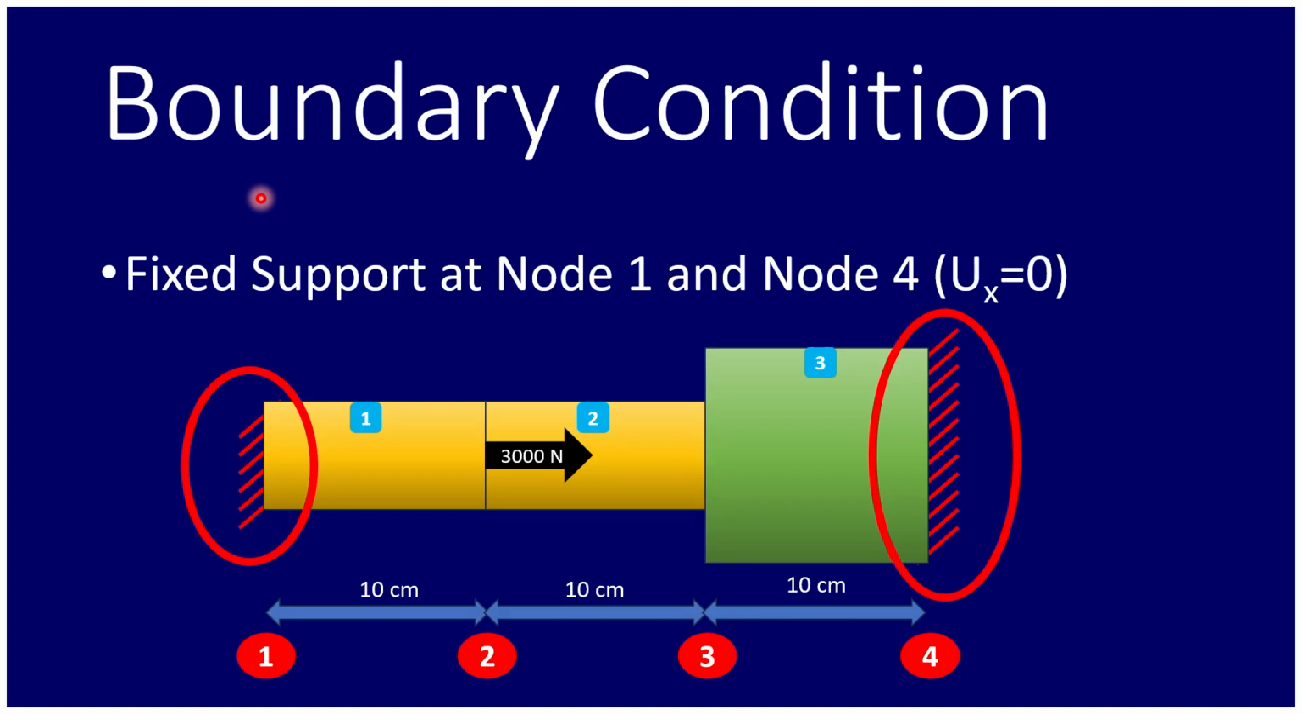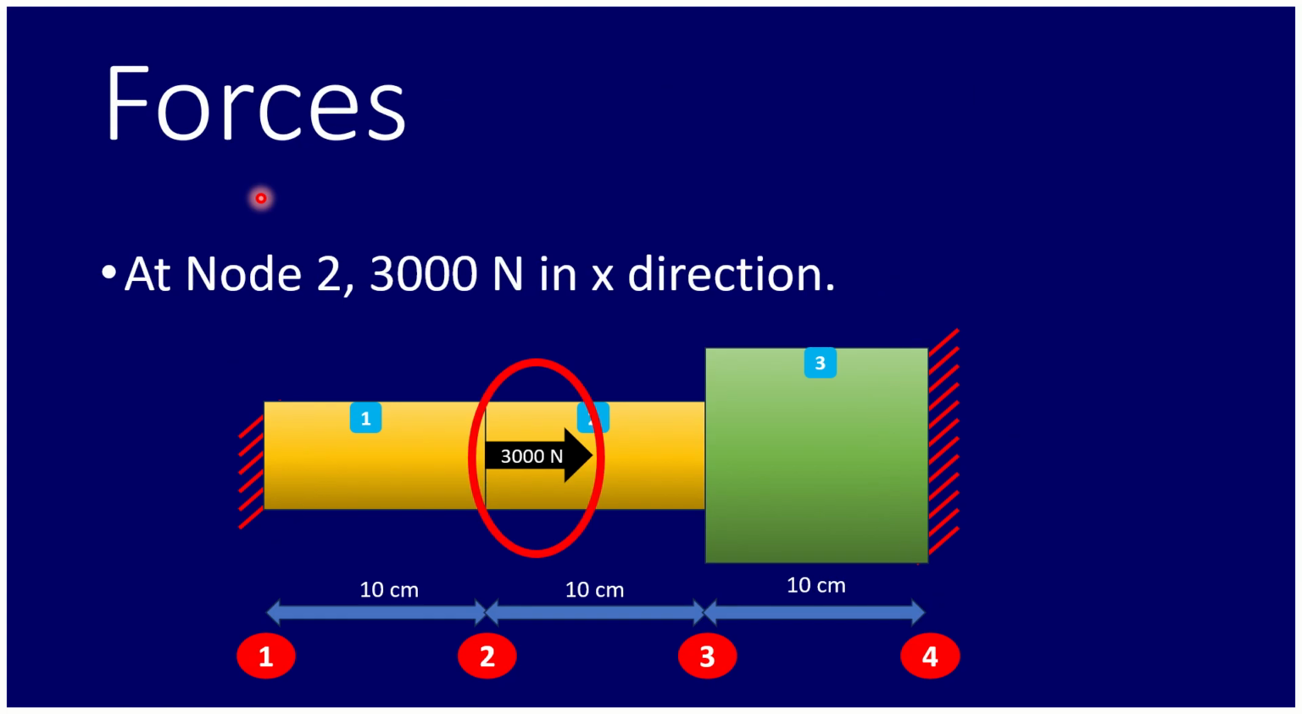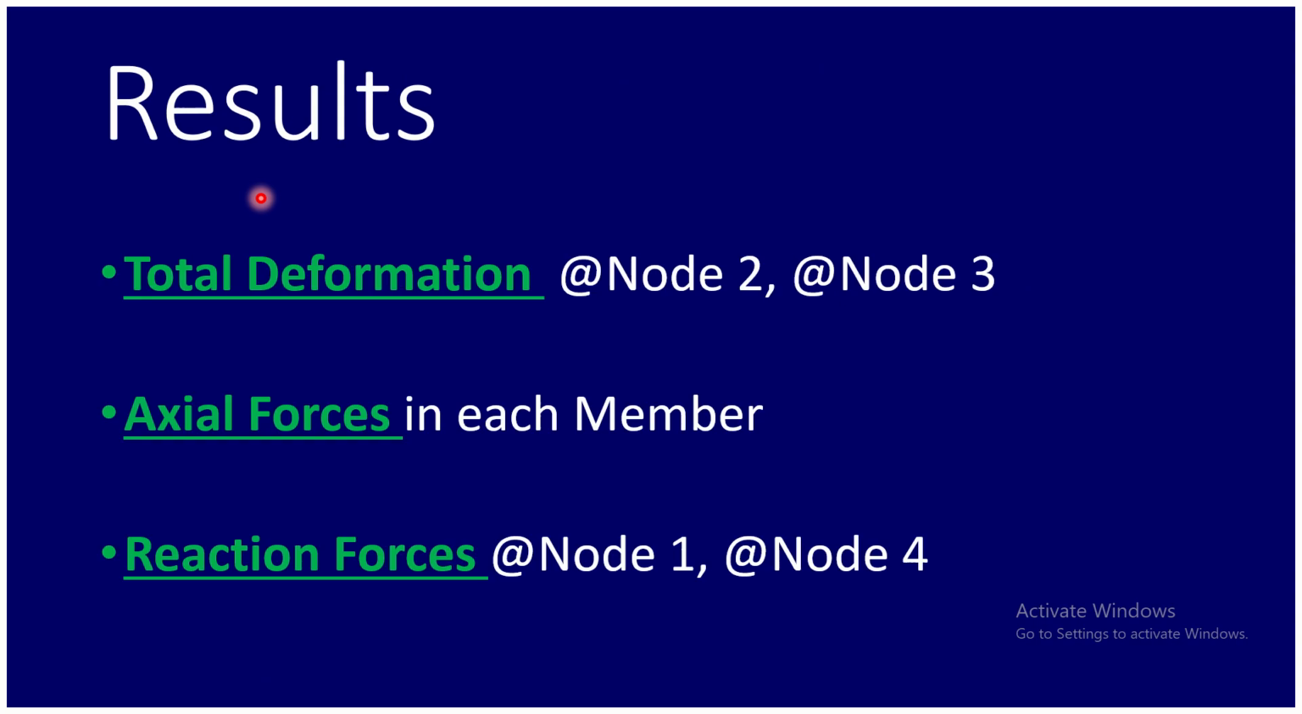Then we will apply the boundary conditions. We have fixed support at node 1 and node 4. Then we will apply these forces. The force we have is 3000 newtons in positive x direction at node 2. Then we'll analyze these results: total deformation at node 2 and node 3, then axial forces in each member and reaction forces at node 1 and node 4.